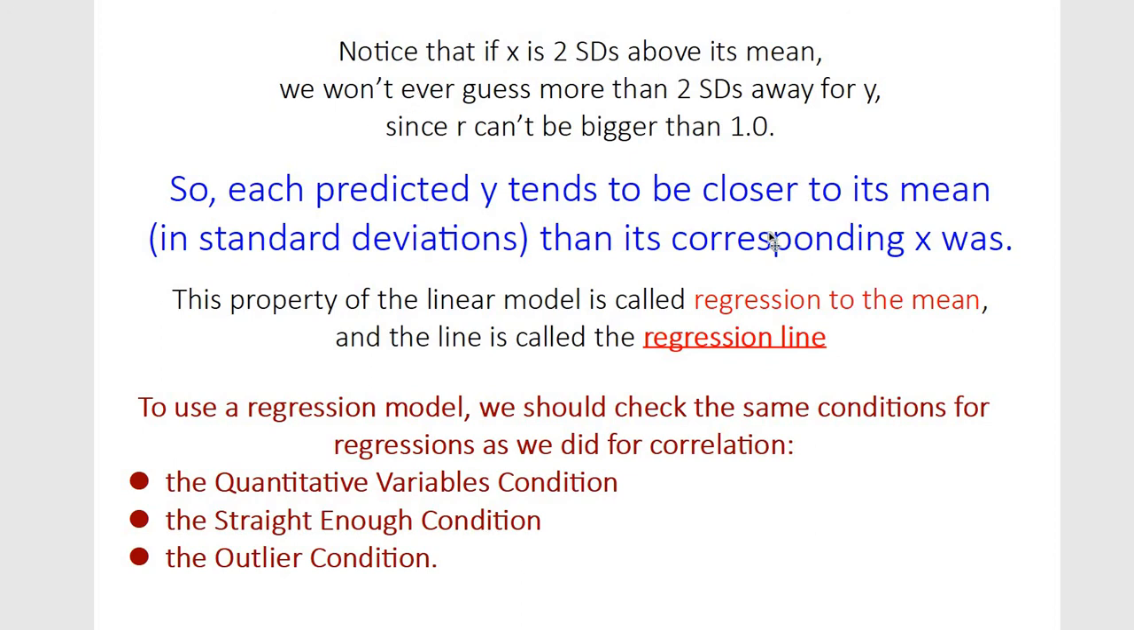And of course, since these regressions rely so heavily on correlation, we have to check the same conditions. Make sure that they're quantitative variables, it's straight enough, and you don't have any outliers. That's the only time we can use these linear models.